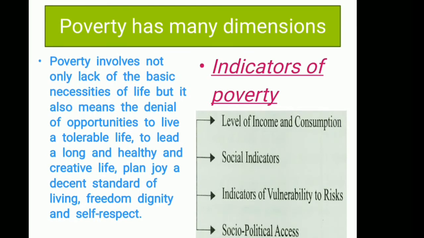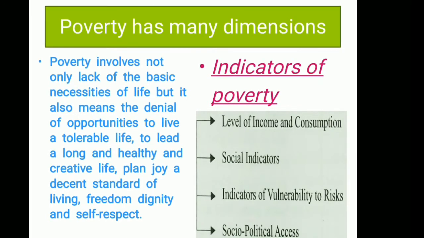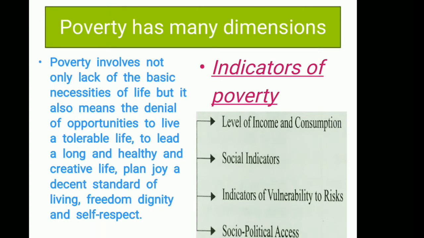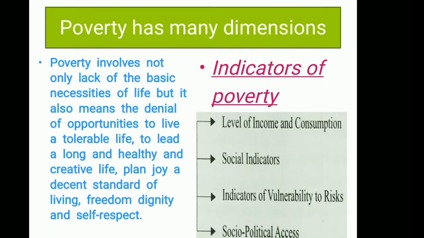If a person's income is at a low level and their consumption is also low, that indicates that the person belongs to a poor situation. So these are the indicators. Just look at these points. Level of income and consumption also shows the condition of a person's income and total consumption capacity, which indicates whether the person is in poor condition or not.